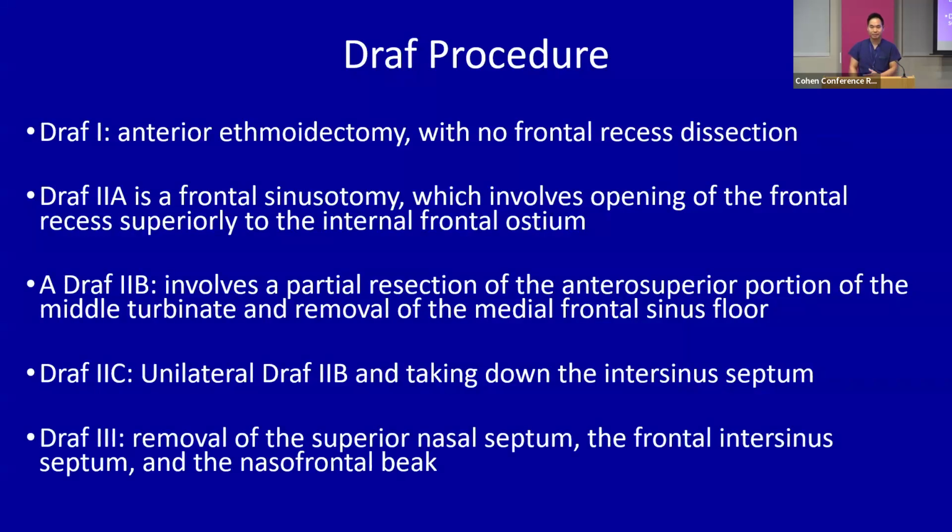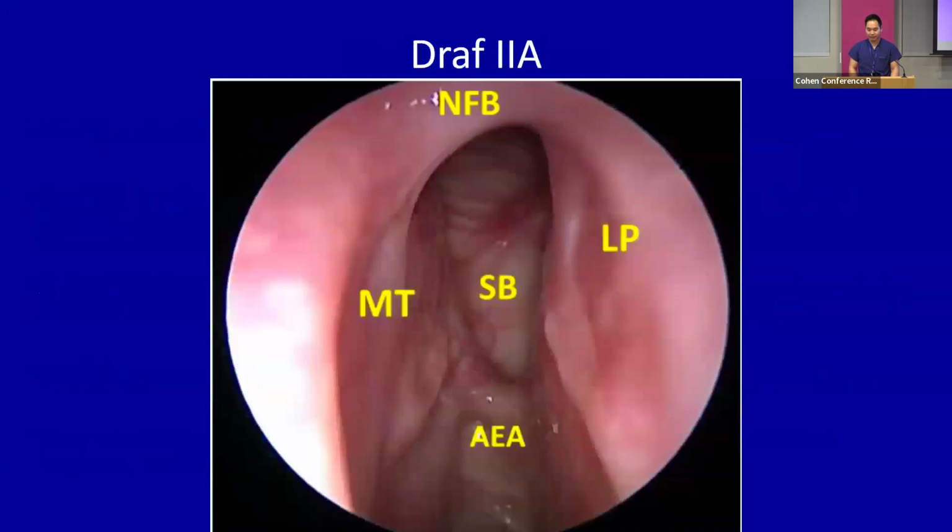Draf 3 is one of my most favorite procedures. You're actually removing part of the anterior superior septum and connecting all the frontal sinuses to the nasal cavity. This is a picture of a Draf 2A.